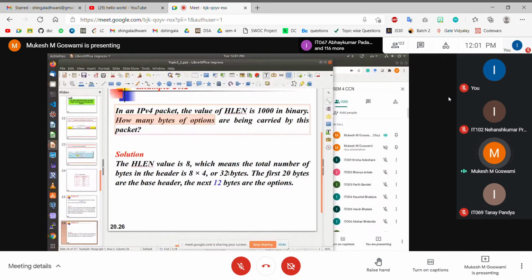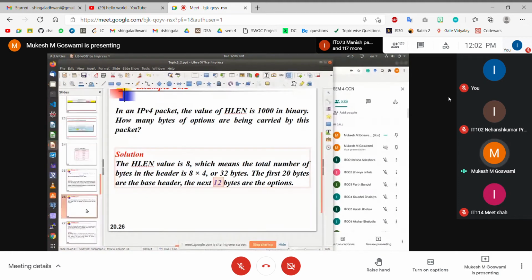So we have 32 total bytes minus 20, the compulsory, required bytes that we have in the header, and the remaining number of bytes. What are the remaining number of bytes? 12 bytes are remaining. These are the bytes which are actually used for the option field, right? So in this particular IP version 4 packet, 20 bytes are used for the required field and 12 bytes are used for the option field, right? So that is the answer to this particular question.